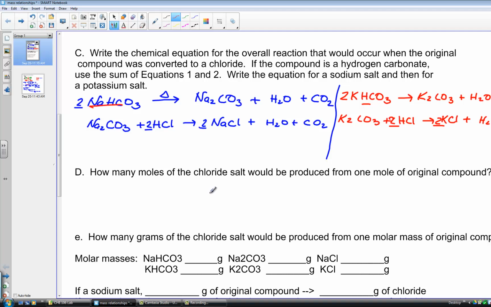Letter D asks us to consider some stoichiometry. How many moles of chloride salt would be produced from 1 mole of the original compound? I'm noticing that a coefficient of 2 is in front of the original reactant, and a coefficient of 2 is in front of the chloride salt. For every 2 moles of the initial reactant, we produce 2 moles of sodium chloride. Well, what if instead of 2, we only started with 1 mole? We could clearly see that we would produce 1 mole of sodium chloride. Since the stoichiometry is 2 makes 2, 1 would make 1.